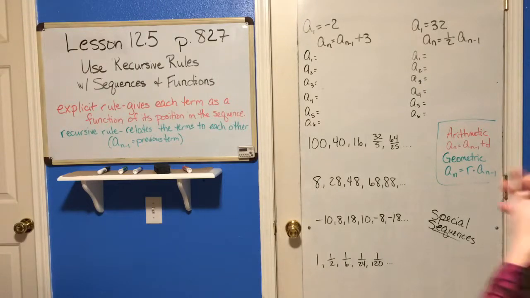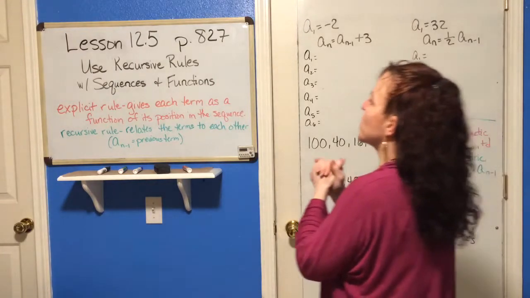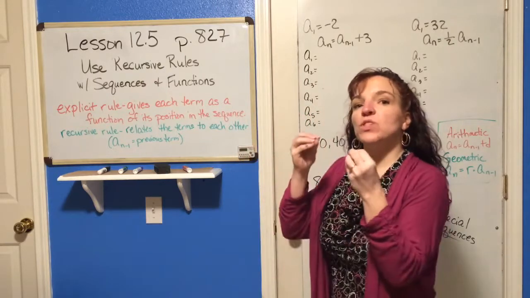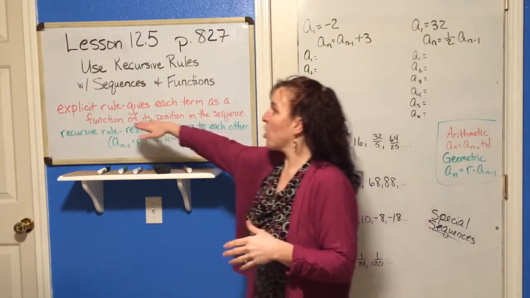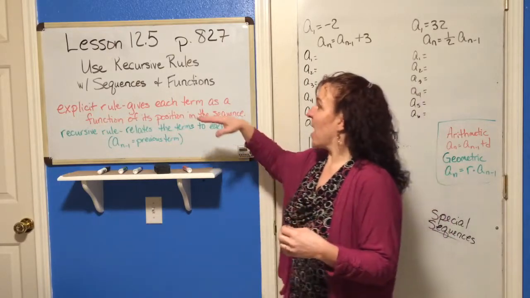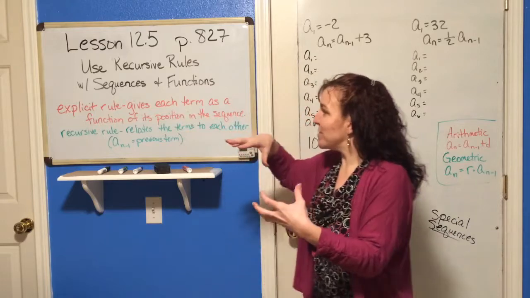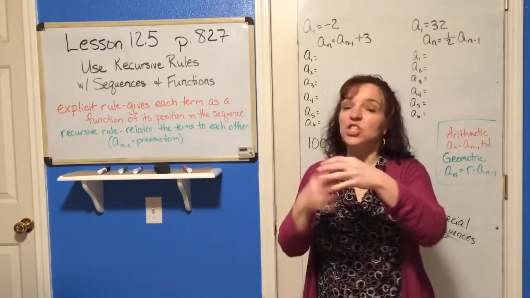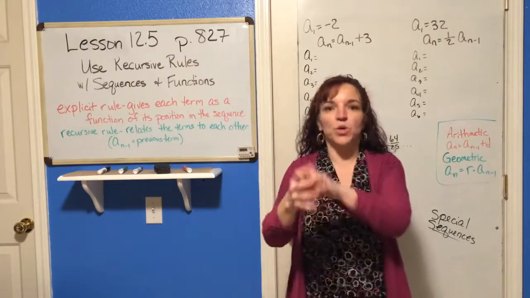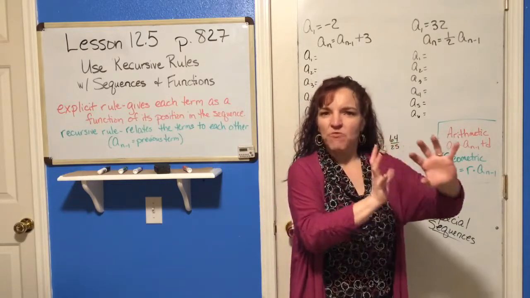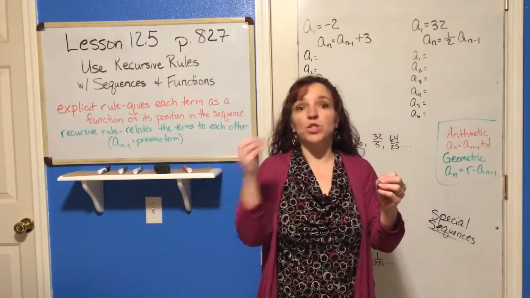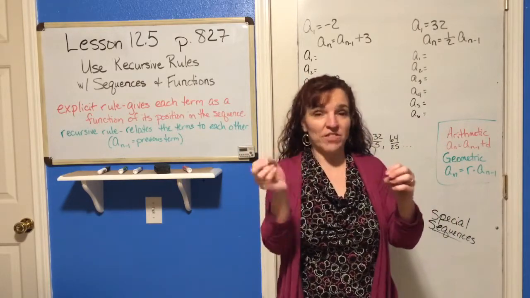Section 12.5, use recursive rules with sequences and functions. All right, so what we've used so far has been called an explicit rule. An explicit rule takes each term and describes it as a function of its position in the sequence. So what we've done is we've said, well, the fifth term, we're going to use this same function, this same equation to represent it as we did with the fourth. We just plug in the 5 instead of the 4.